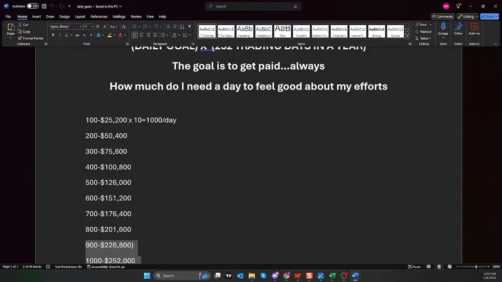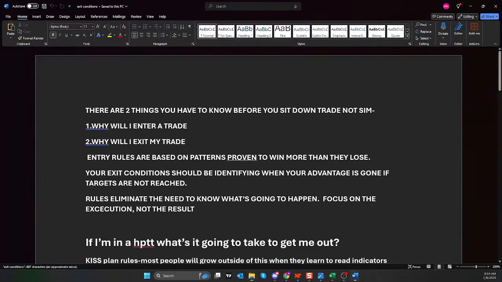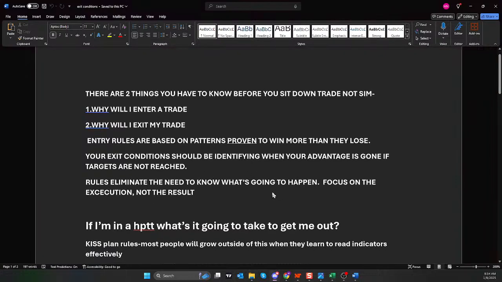So there's 2 things that you have to know every time you're going to take a trade. This is the exit conditions. Guys, I'm going to give you everything that I'm sharing right now. I need to know why I'm going to enter, and I need to know why I'm going to exit, every trade that I get into. And guys, each trade has a different set of rules for entry and exit.